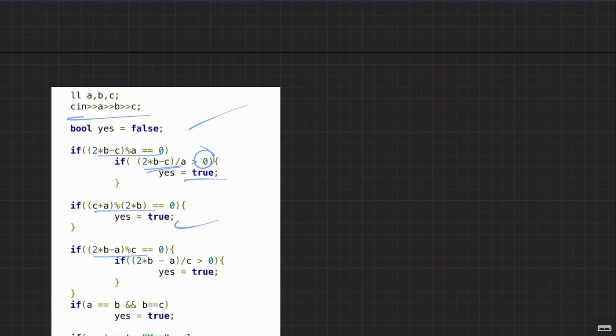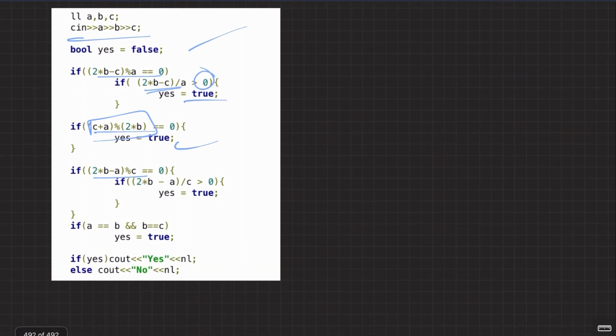We don't need to check for the positive case because this thing will always be positive, right? C is positive, A is positive, so C plus A divided by 2B will always be positive. Fine. And here, if it is divisible, you also need to check whether this result is positive or not. If any one of these returns true, then you can return true, otherwise false.